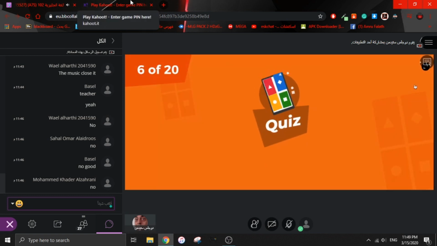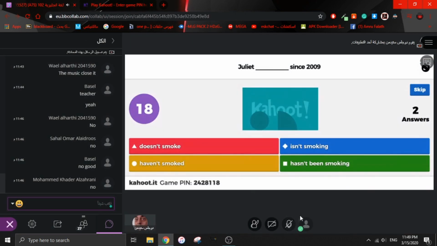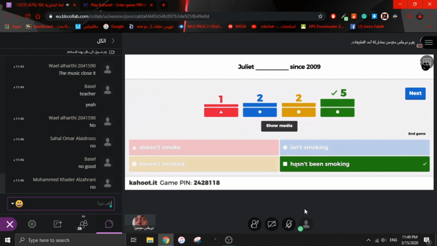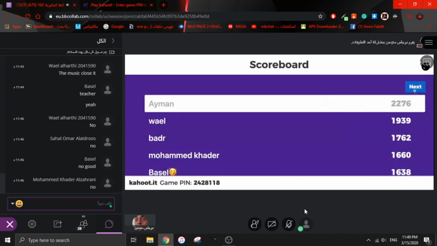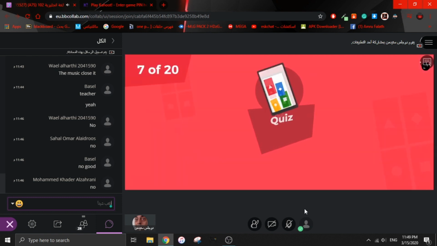Number six. We'll do a few more and then take our break. Juliet something since 2009. Again with the smoking. Doesn't smoke, isn't smoking, haven't smoked, hasn't been smoking. To be honest, I don't think I would prefer this answer, but hasn't smoked since 2009, implying she did before but hasn't since then. Okay, two more.